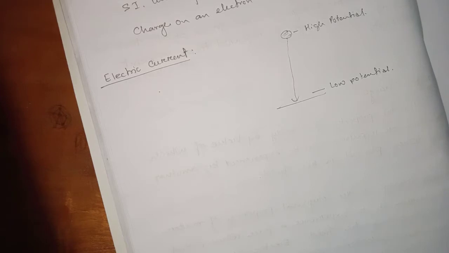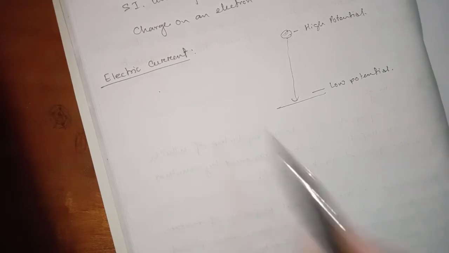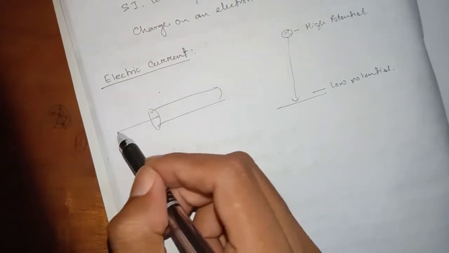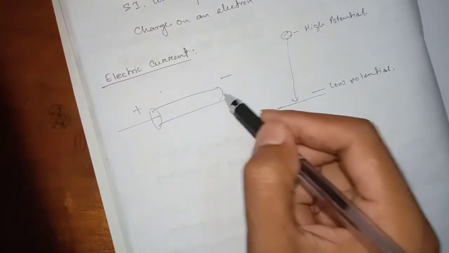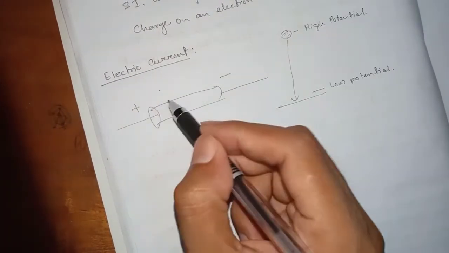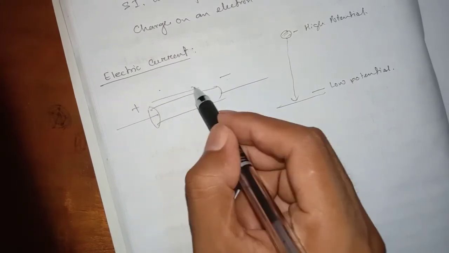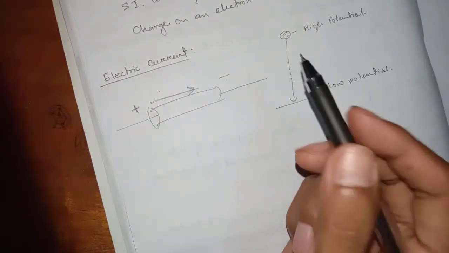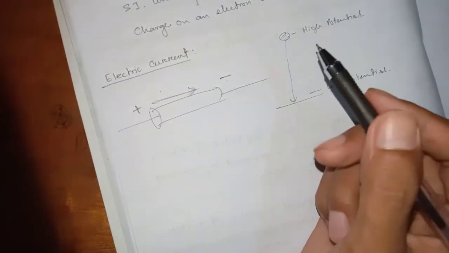So whenever we apply an electric field in a conductor, suppose this is a conductor, then the charges always have a tendency to move from higher potential to lower potential. So we consider the positive side to have a high potential and the negative side a low potential.